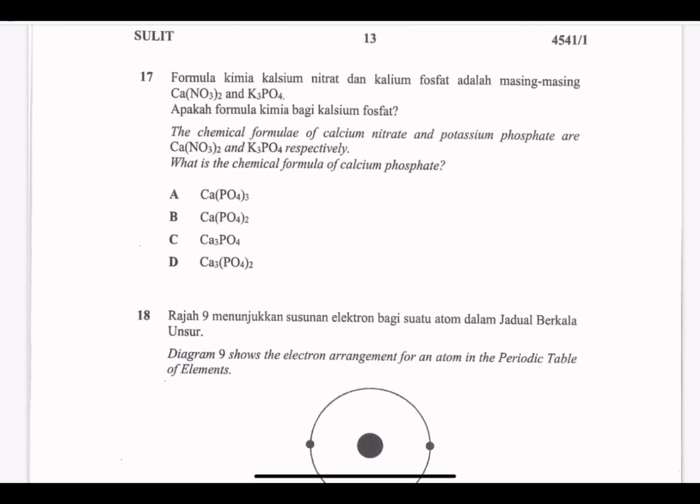Chemical formula for calcium nitrate and potassium phosphate. What is the chemical formula of calcium phosphate? So calcium phosphate. Chemical formula, which one is correct? So this one is the correct chemical formula. Something you learn in Form 4, we can cross multiply this. So you have calcium phosphate.